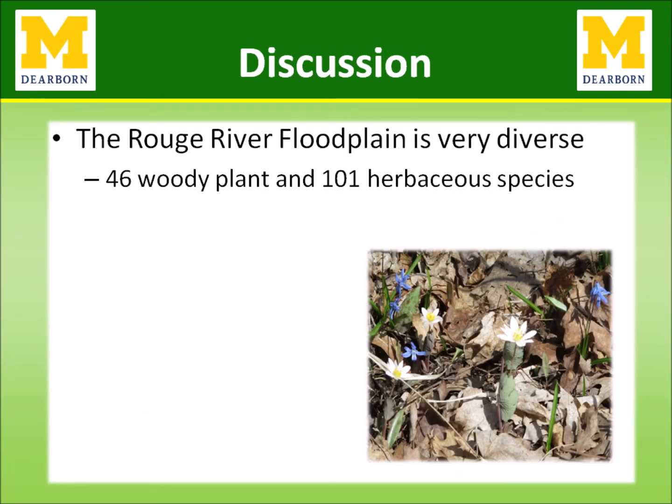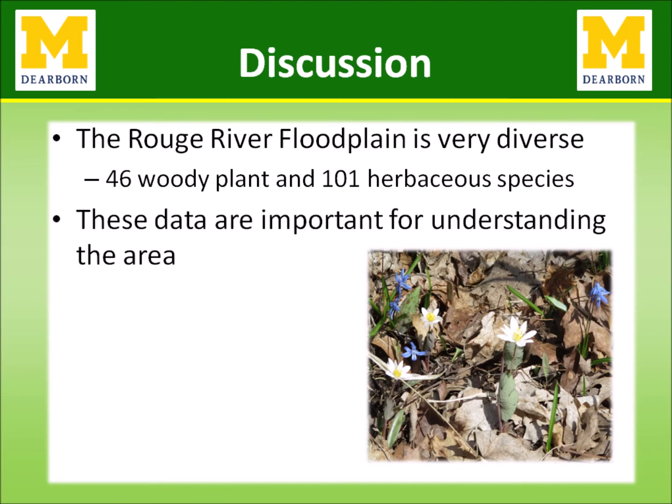Now, based on these results, we can conclude that the Rouge River floodplain is a very diverse area, with 46 woody plant species and 101 herbaceous species being found in the floodplain in our study. These data are very important for understanding the area, especially in terms of ecological health. We can see which species are good quality species that help support the area and which ones are invasives and should be removed. It also helps us to understand the future trajectory of the area.